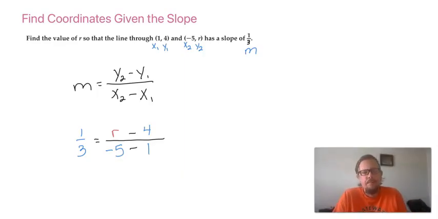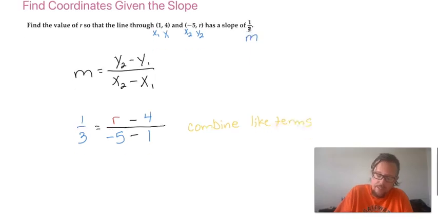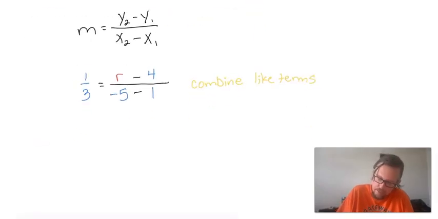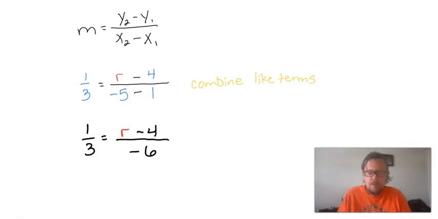Let's figure it out. Well, the first thing that we can do is combine like terms, because on the bottom of this slope formula, we've got that -5 minus 1, and we can combine that and get -6. So let's do that first. So we've got 1/3 equals, and I'm going to keep this r as a different color throughout, just so it's easier to see. We've got r minus 4, and on the bottom, we've got -6. So we can combine like terms.